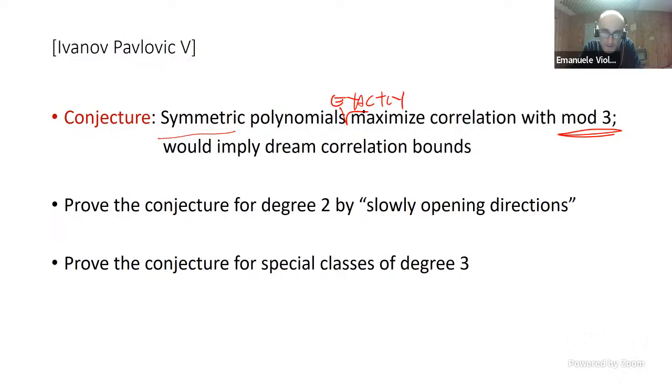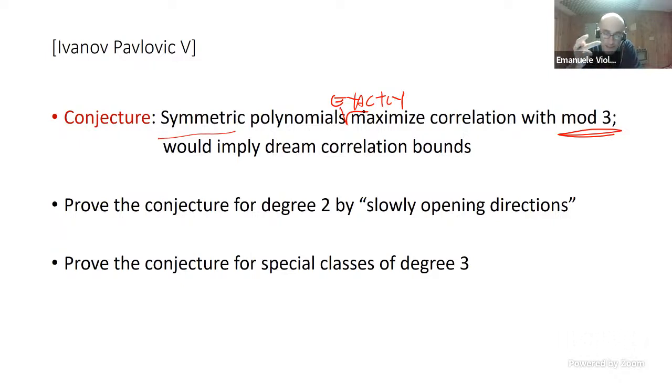This is somewhat strange, perhaps because in other settings, symmetric polynomials are known to not be optimal. But in this setting, which would be important, we conjecture that they are. Okay, and if it was the case, this would imply some dream correlation bounds, because it's known that symmetric polynomials have very small correlation with mod3 functions.